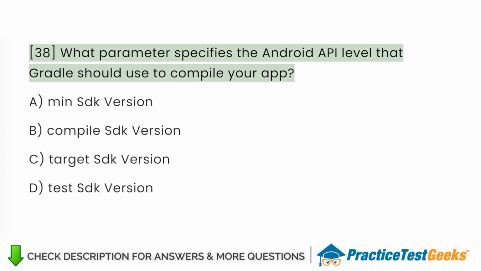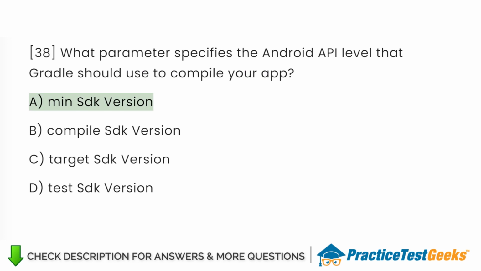What parameter specifies the Android API level that Gradle should use to compile your app? A. Min SDK version. B. Compile SDK version. C. Target SDK version. D. Test SDK version.